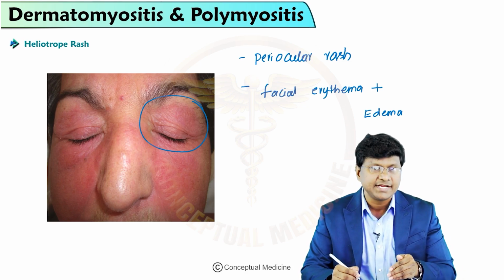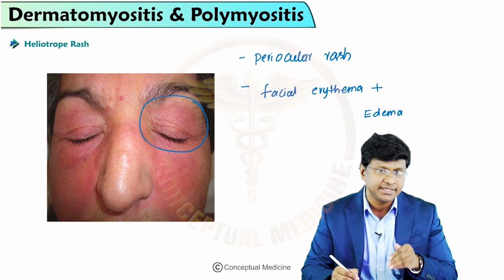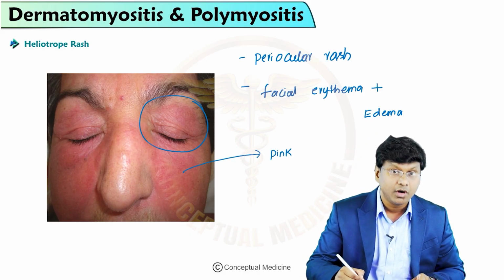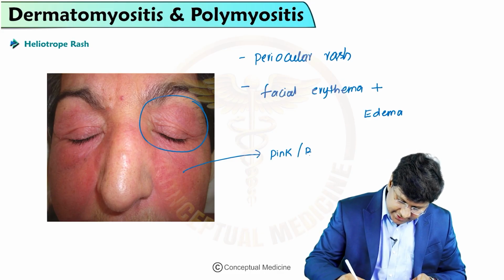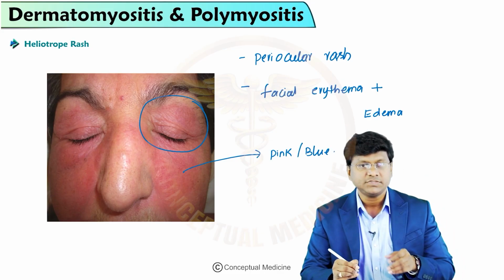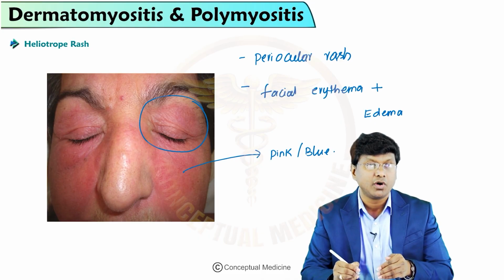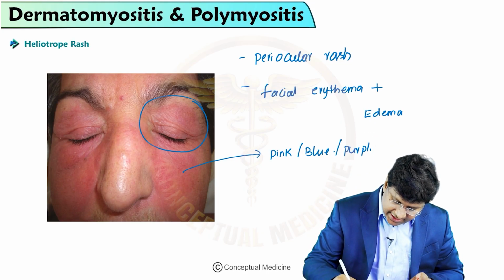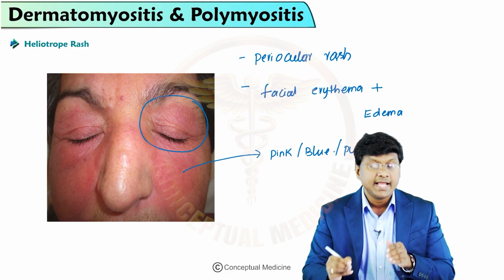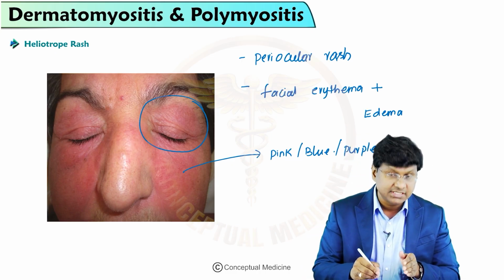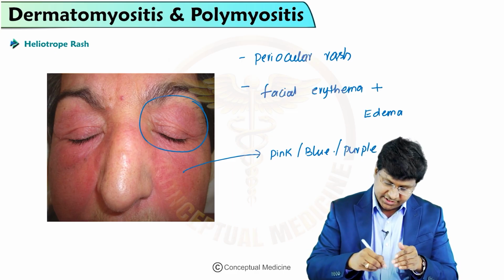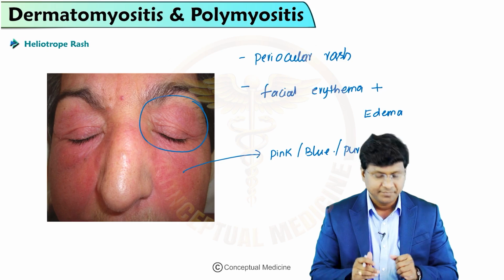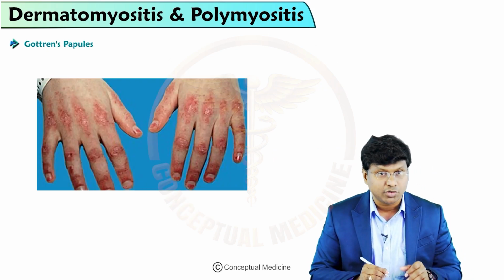And what will be the color of this particular heliotrope rash? It is pink or blue in color, or it can even be a purple rash. This discoloration is present in the periocular area as well as in the facial area. Then followed by that, the Gottron's papule.